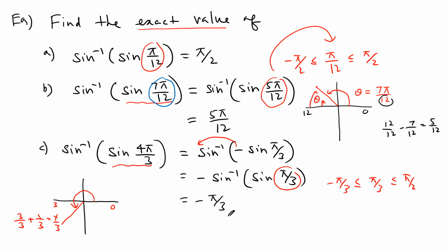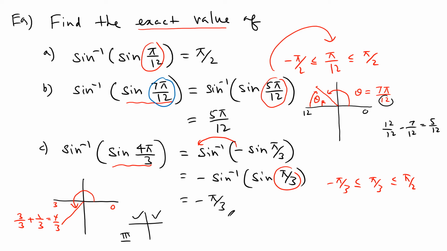Because the angle is in the second quadrant, sine is positive, so we get the reference angle. But in the third example, the angle is in the third quadrant, and according to ASTC, sine is positive only in the first two quadrants. Since sine is negative in the third quadrant, it is negative sine pi over 3. But sine inverse is an odd function, so you pull the negative sign out: negative sine inverse sine pi over 3. Now, by the inverse property, the sine inverse sine cancels, so you get negative pi over 3. Those are the three major examples of this problem.